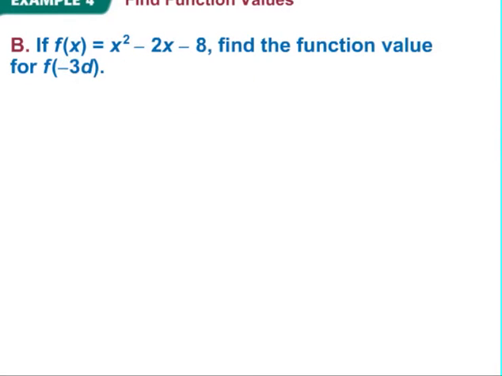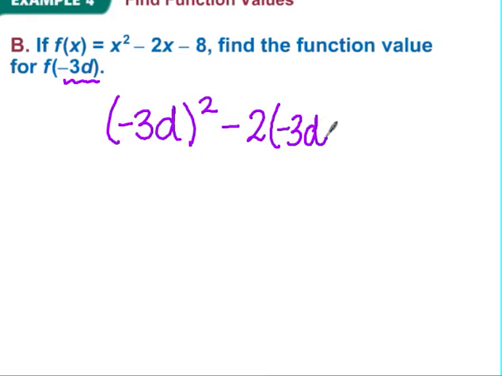All right, let's look at this one. Find f of -3d. Now this one here, if you notice, it's the exact same problem as before. The only difference now is that we're finding f of negative 3d. So I'm going to do negative 3d quantity squared, minus 2 times negative 3d, minus 8.